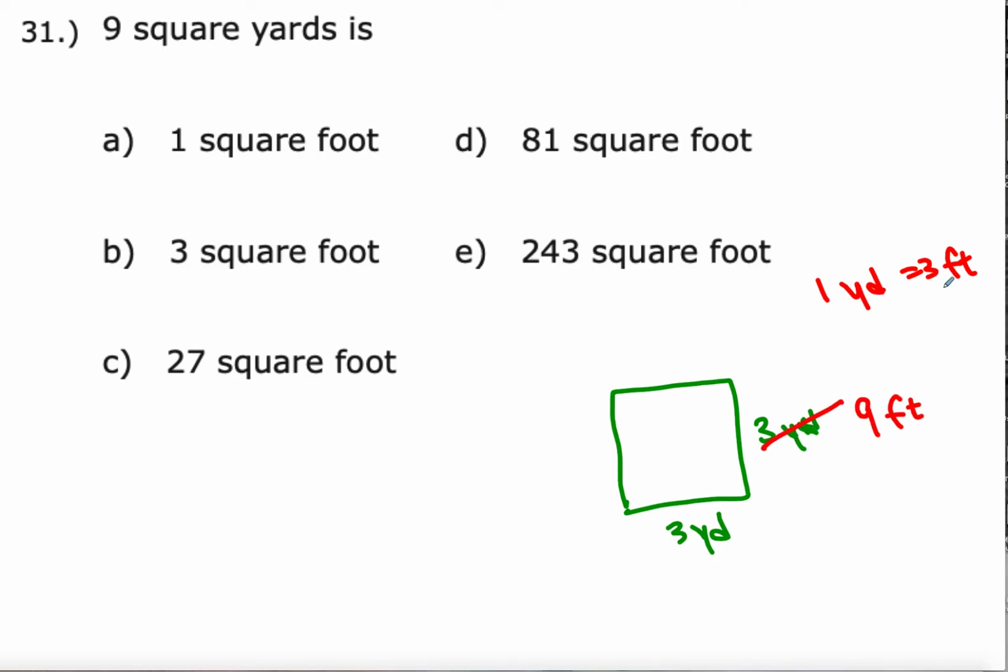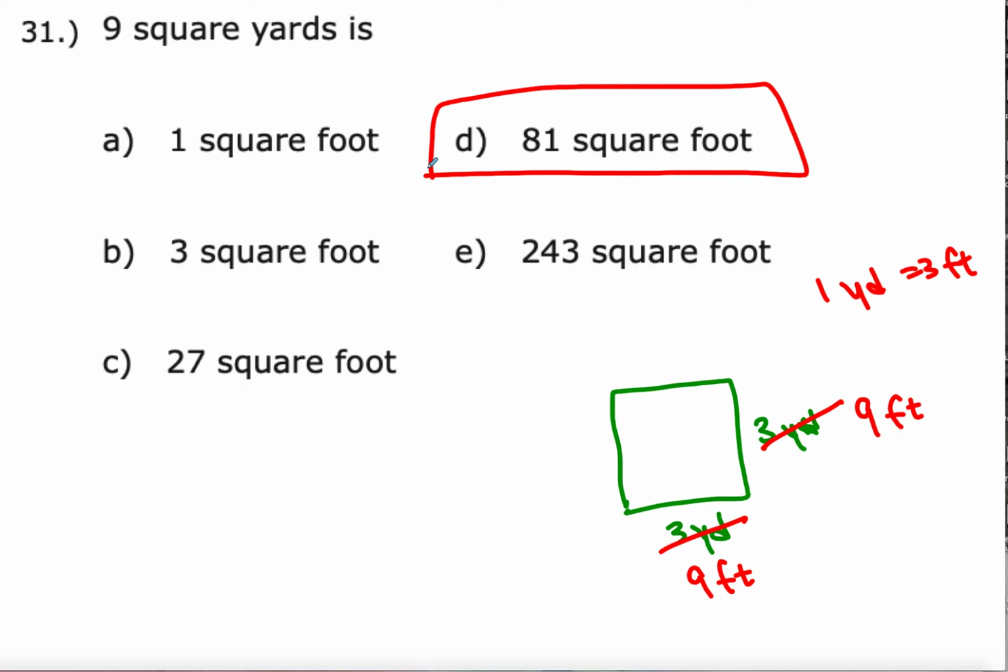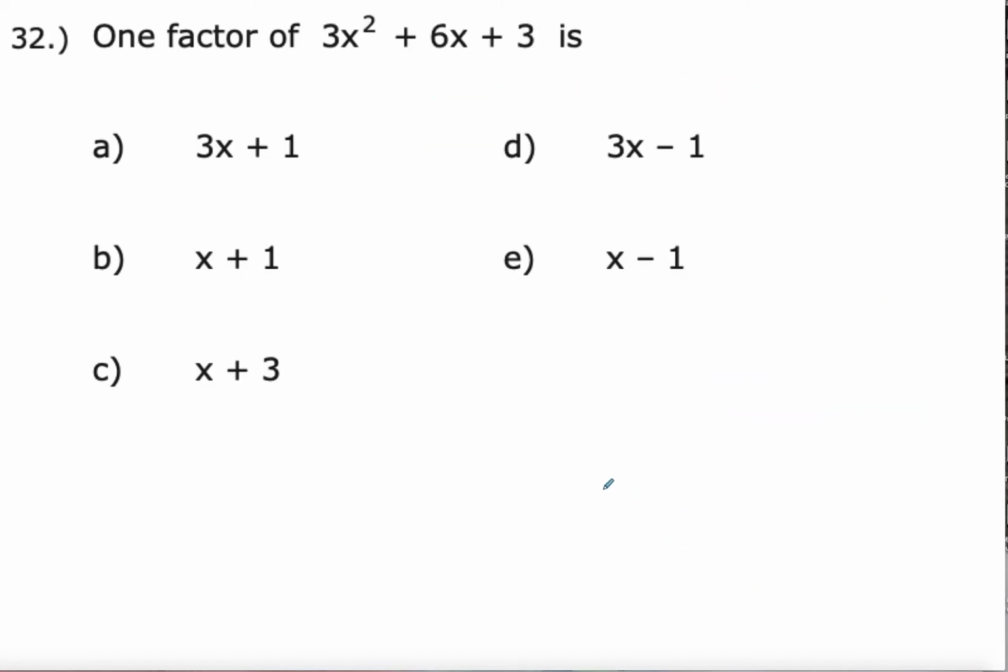I'm multiplying that by 3, you see. Then this is the same thing as 9 feet. All right, so then 9 feet times 9 feet, what is that equal to? That's 81 square feet. Therefore, choice D becomes the answer. All right, let's look at number 32.